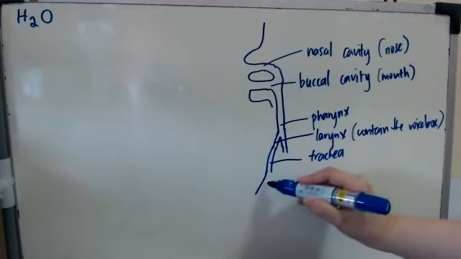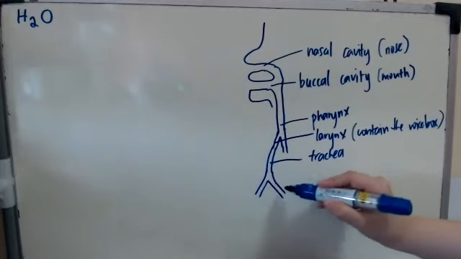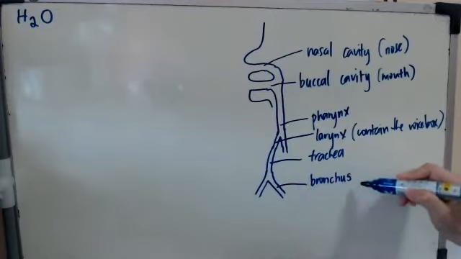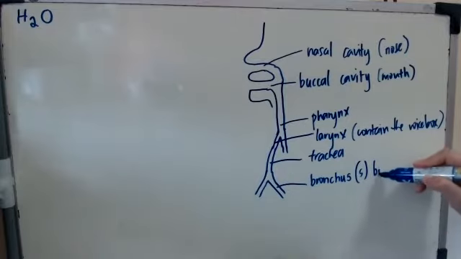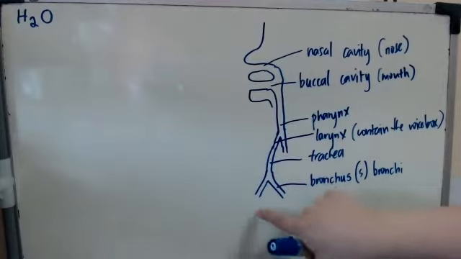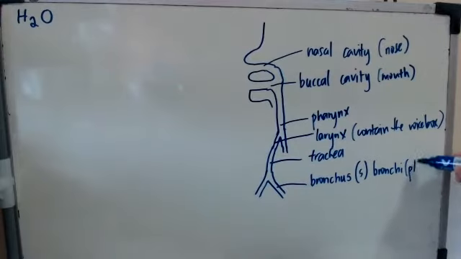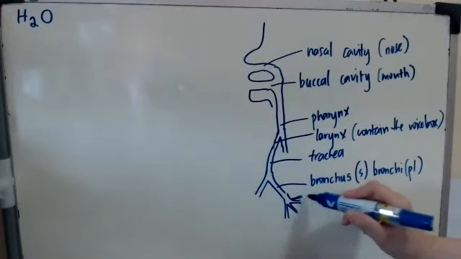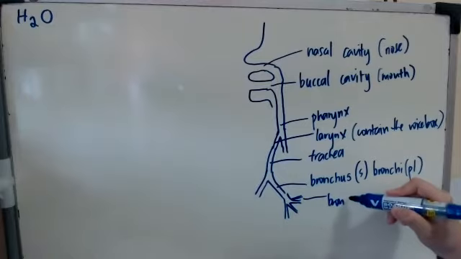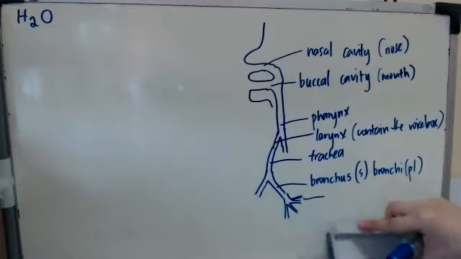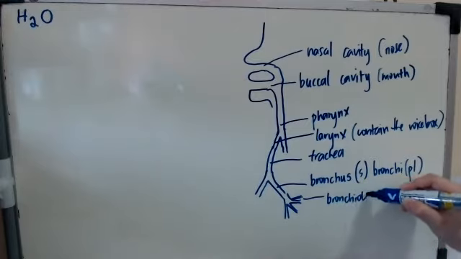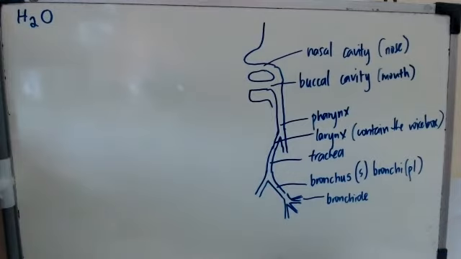The trachea splits into two smaller branches. We call it bronchus. Bronchus is singular. Bronchi, there are two bronchi, one bronchus. Bronchi is plural. Then subsequently, it is split into even smaller branches. We call them bronchioles. Okay, you can add an S if you are referring to two.